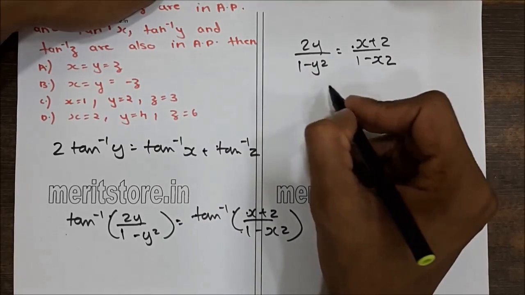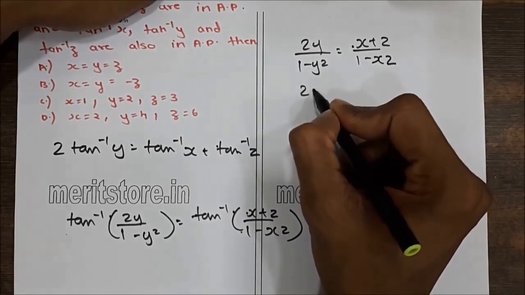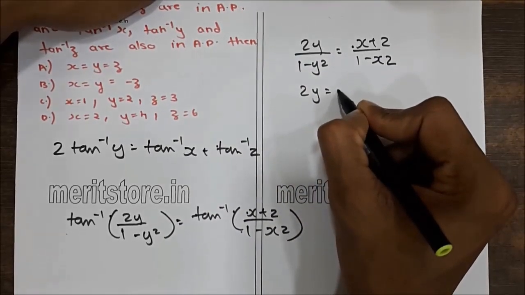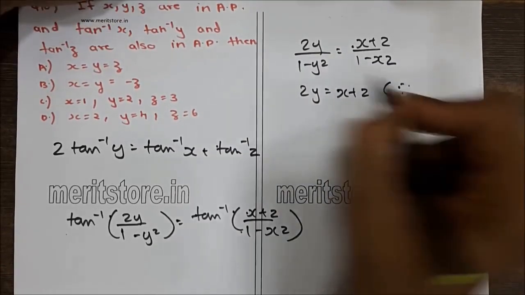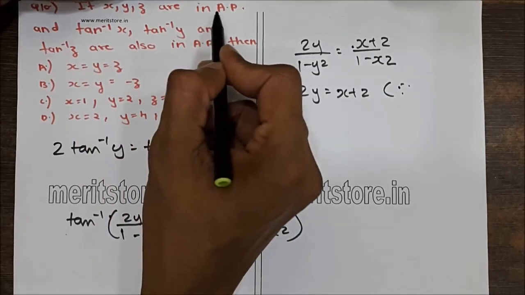So we have, but 2y is equal to x plus z. We know that x, y, z are in AP.